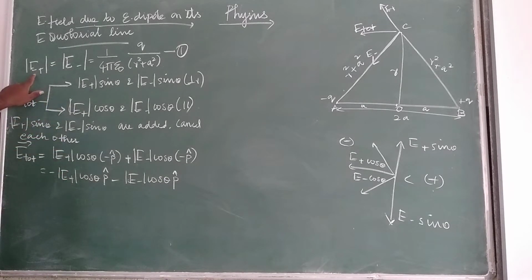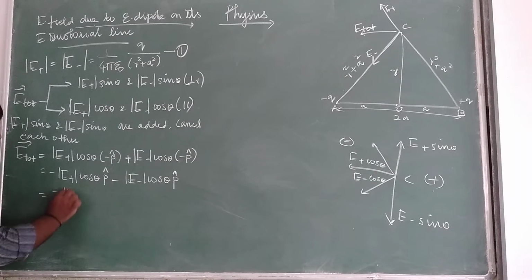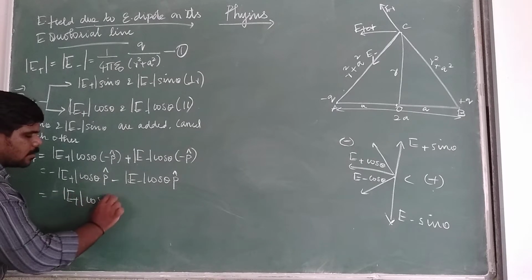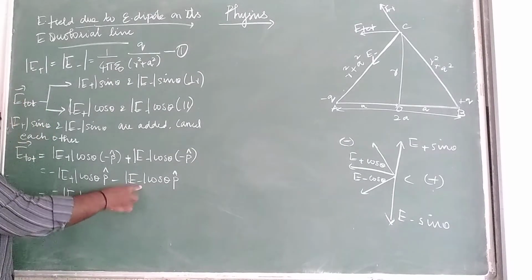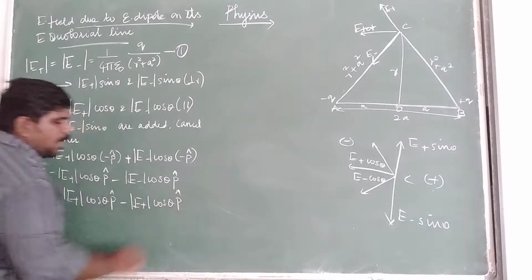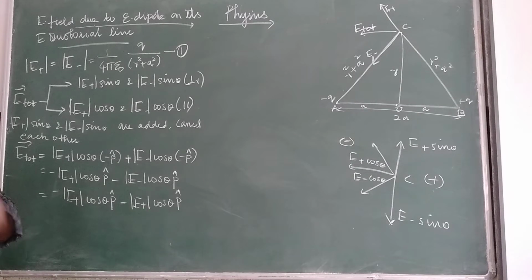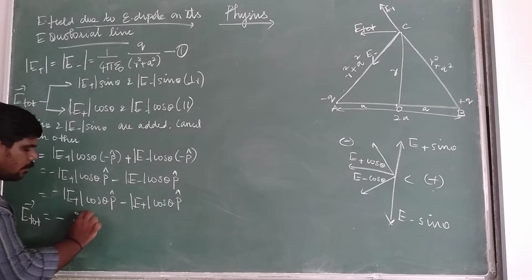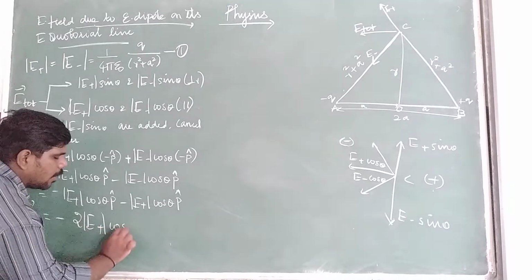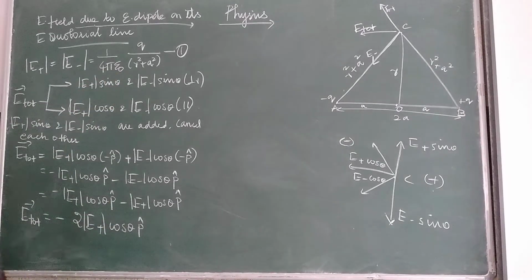Already we know that the magnitude of E plus is equal to E minus. So if you substitute E plus in place of E minus, you get minus of E plus cos theta p cap, minus of E plus cos theta p cap. So you get twice the term. The total electric field is equal to minus of twice E plus cos theta into p cap. So we have found the magnitude here. Then we are going to find the value of theta.